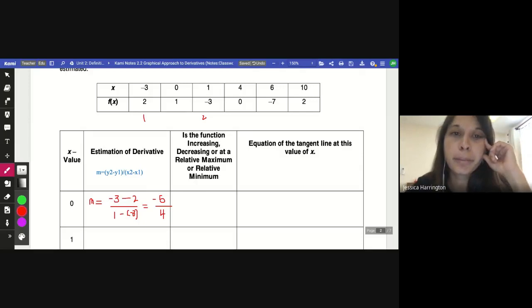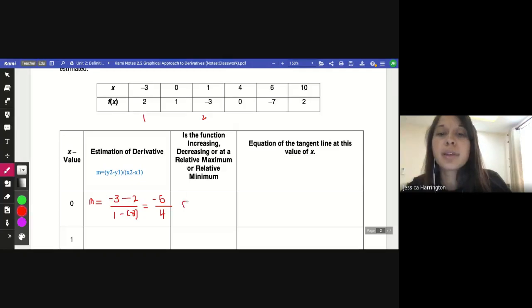How am I going to know that? Well, the slope's negative, and I can see what's happening at 0, right? It's going from -3 to 1 to 2. I'm sorry, I'm going the wrong way. If we're starting out, it's going from 2 to 1 to -3. So it's going down, so it's decreasing, which matches my slope, right? It's negative. So what's my equation of the tangent line here?